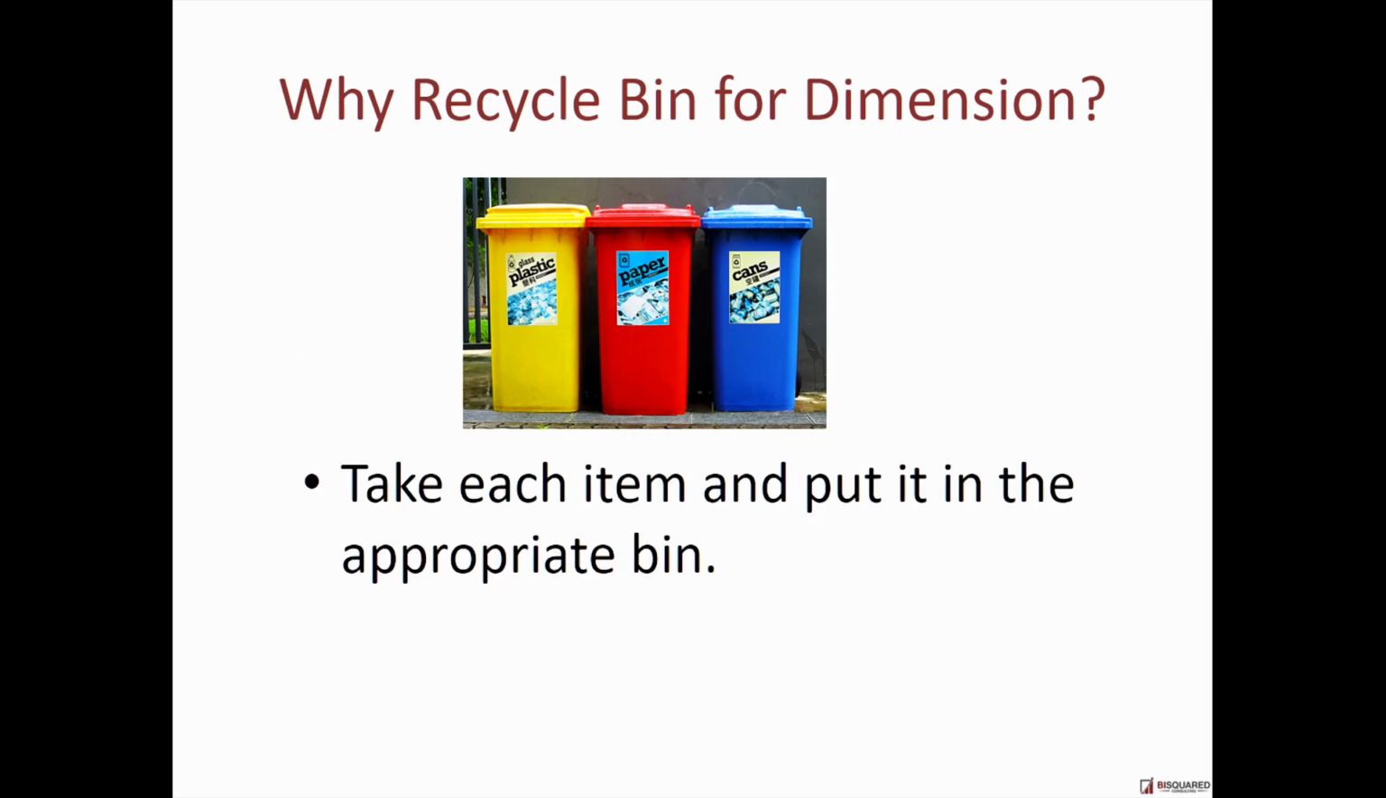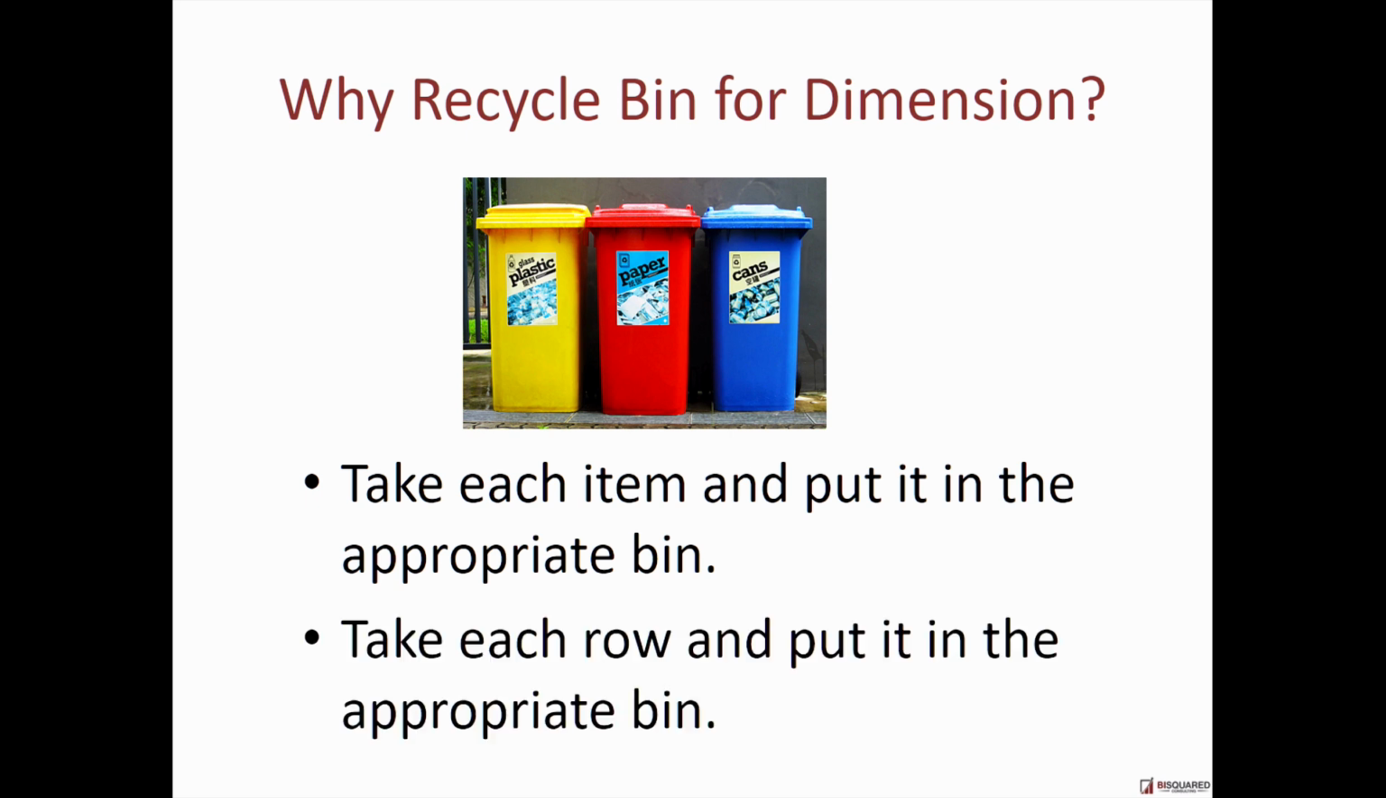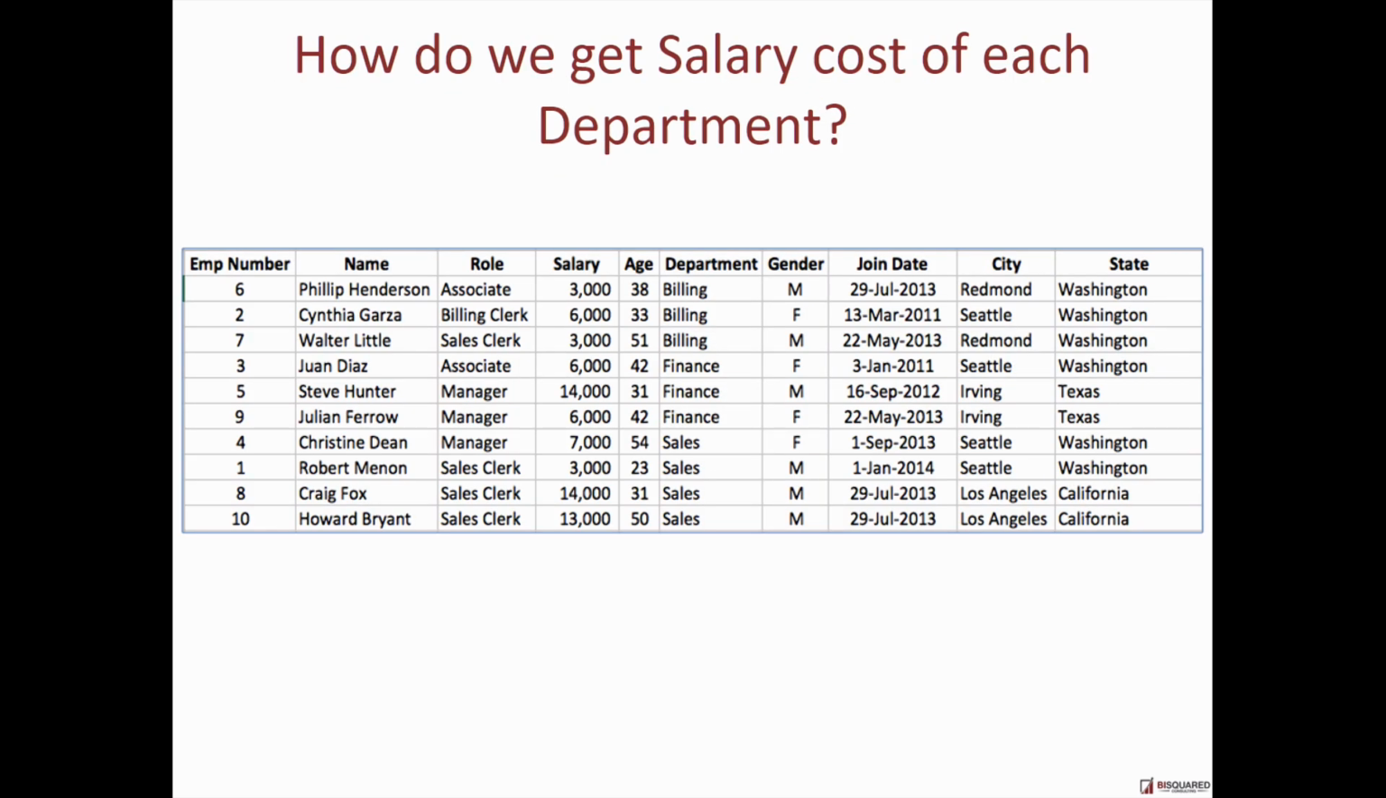So when we go to a recycle bin, we take different types of garbage and put them in the appropriate bin. And then the recycle bin is processed differently based on what's inside. So when a database is dealing with our number of rows and records, it's doing a very similar process. It's taking each of these rows and trying to put them in the appropriate bin for further processing. So let's get into detail.